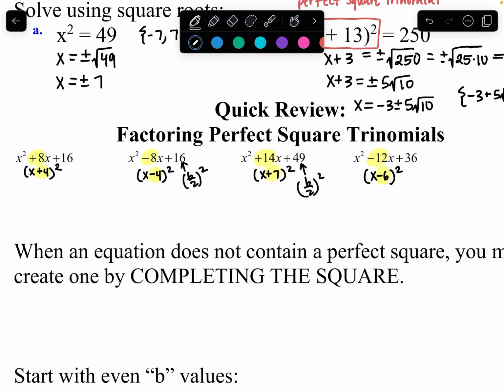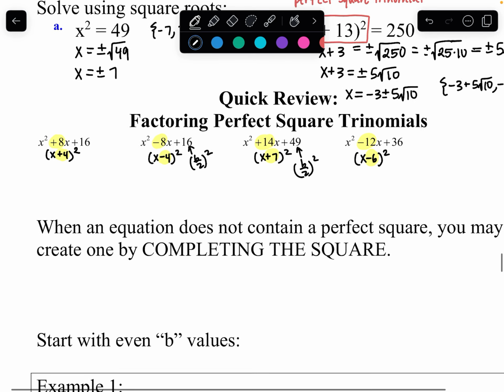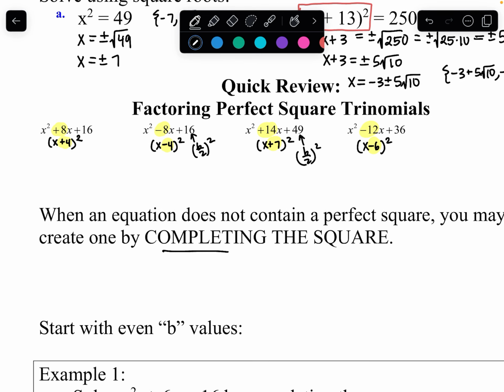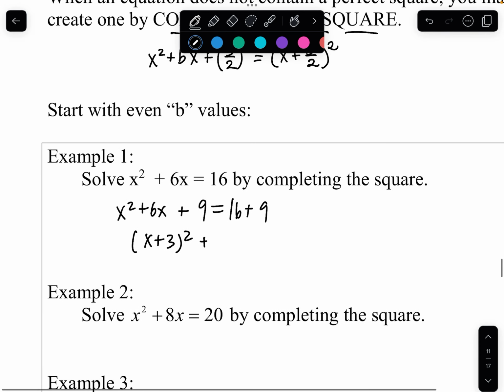And so if we don't have that setup, we need to create that setup by what's called completing the square. We would find our b value, we would cut that in half and then square it to get our c value. And then our factored form would be x plus half the b value, squared.